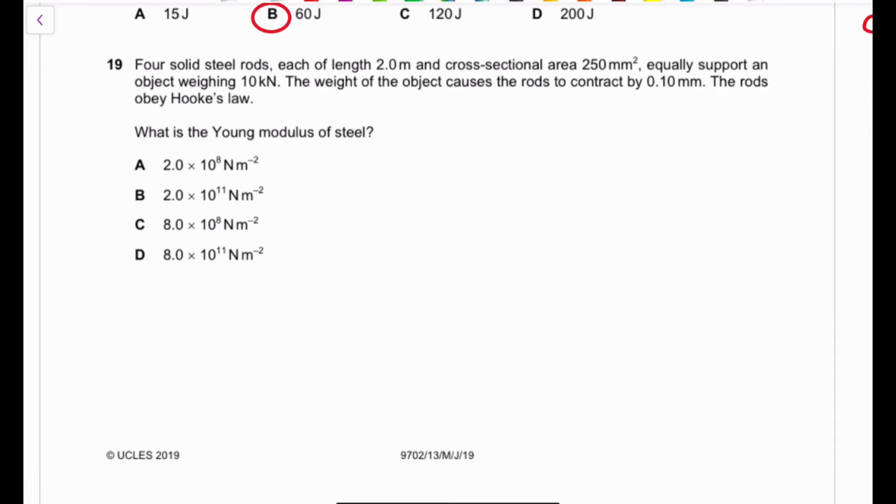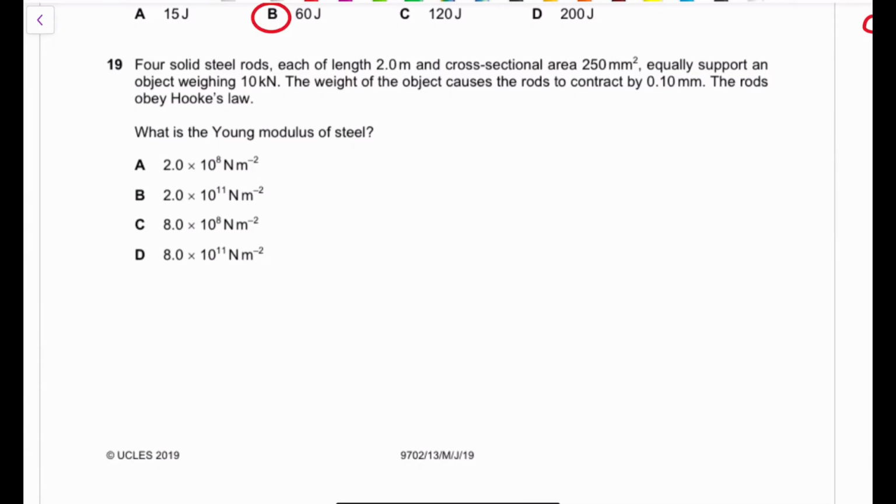Question 19. We're given 4 solid steel rods, each of length 2, cross-sectional area 250, and each supporting an object of 10. The weight of the object causes the rod to contract by 0.10. The rods obey Hooke's law. What is the Young modulus of the steel? So we have 4 steel rods supporting a load, and the rods obey Hooke's law. We've been asked to find the Young modulus of the steel.